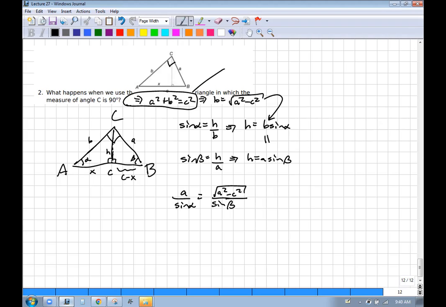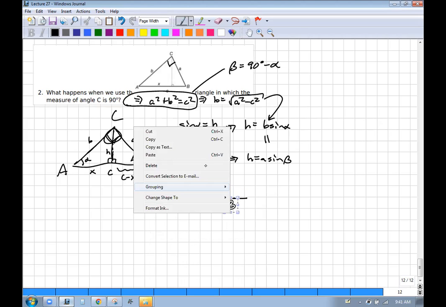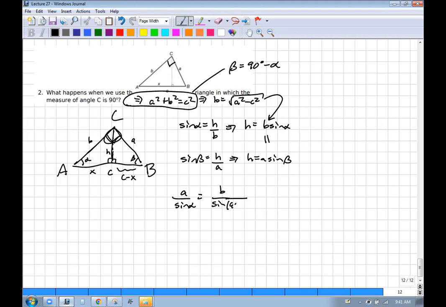If this is 90, then we also know that beta is 90 minus alpha, right? Because this is 90, so these have to add up to 90. So let's see. We left that as B. I could write this as 90 minus alpha. But this would just be cosine alpha by our cofunction identity, right?